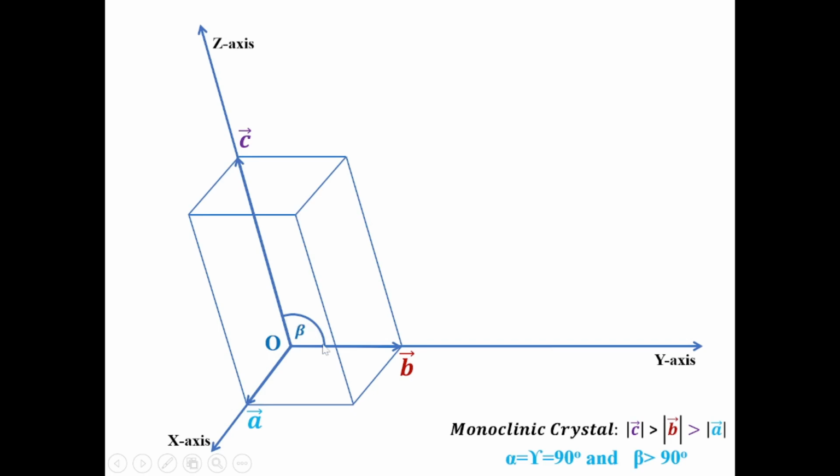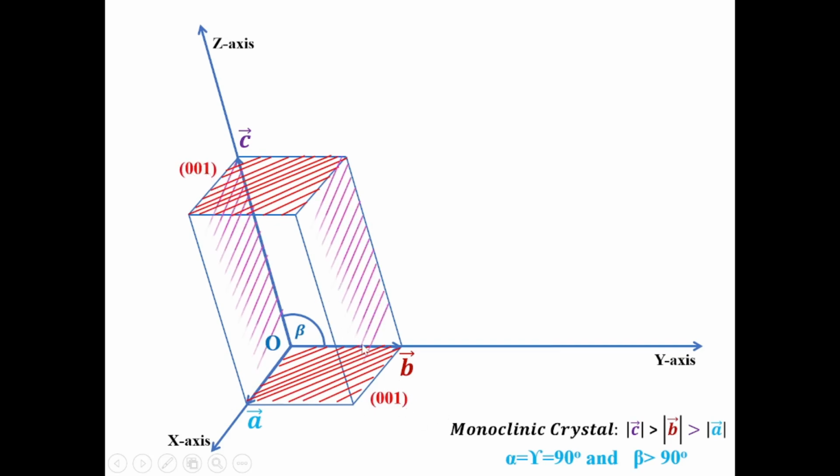So this angle is greater than 90, and these two angles are 90 degrees. So this is the monoclinic crystal structure we consider to draw the reciprocal lattice. Okay, so here a set of planes we are going to consider. This is the set of planes having the Miller indices 001, and this is the set of planes having the Miller indices 010.